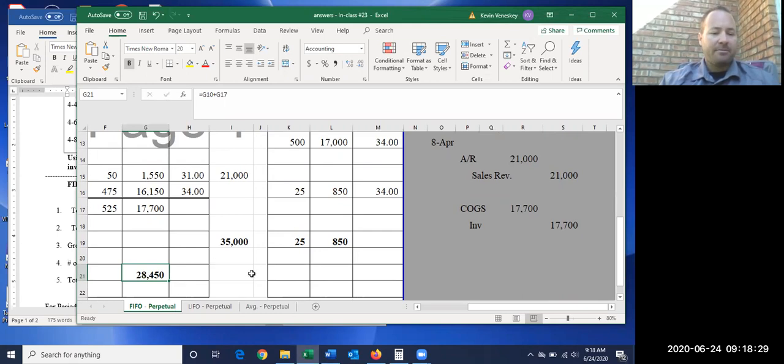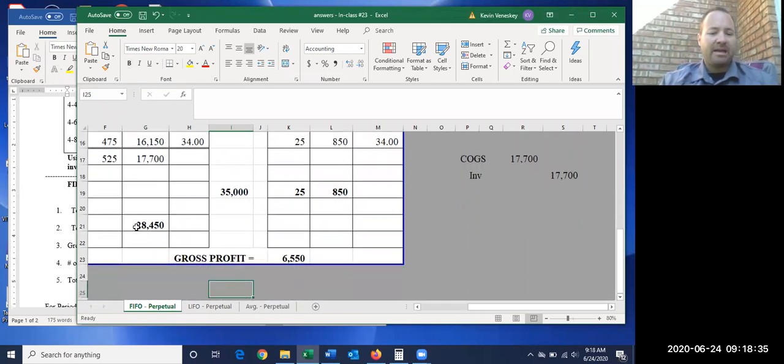My gross profit, I simply want to combine these two. Take what I sold, 35,000, minus the 28,450. And that's how much money I made on the 2 sales.